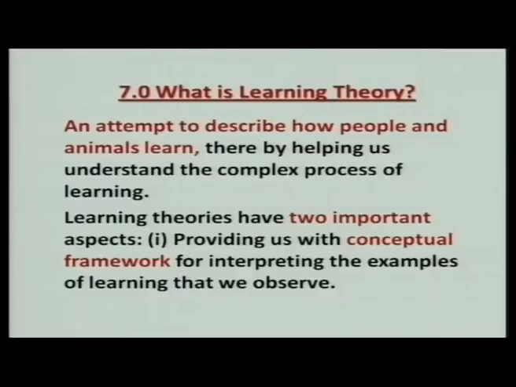Now, coming to what is learning theory. Learning theory is an attempt to describe how people and animals learn. We are talking about learning theories, but what is that? It is an attempt to describe how people and animals learn. How does it help? It helps us to understand the complex process of learning. But learning theories have two important aspects. Whenever you go through learning theory, you will see that there is a conceptual framework. The conceptual framework interprets the examples of learning that we observe.